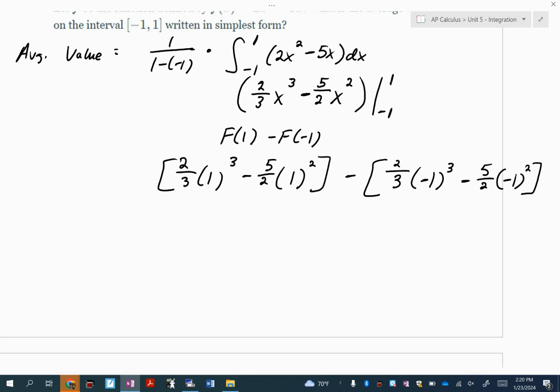So 1 cubed is going to give me 1. 1 times 2/3 is 2/3. This is going to be minus 5/2 minus. This is actually going to be a negative 1 when you cube it. So that's going to make that negative 2/3. And then minus, this will be a positive 1. So it'll be minus 5/2.